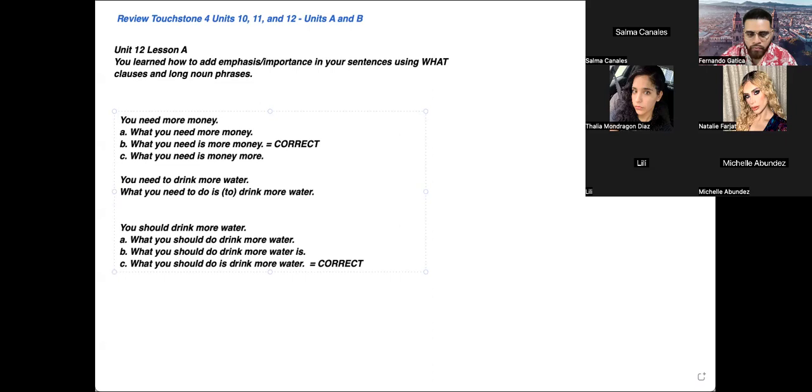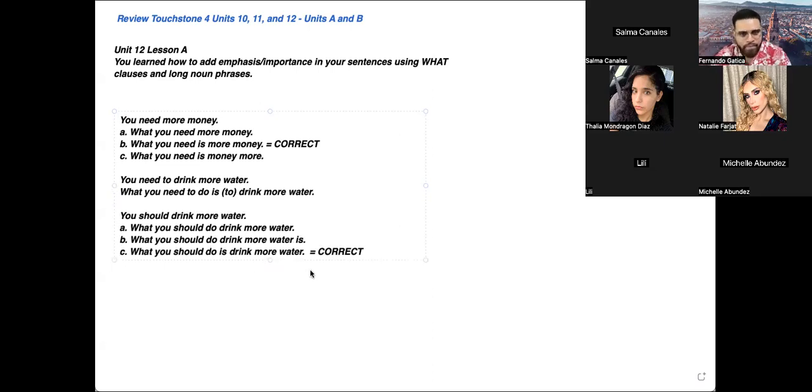But only with should we never use to. Ya me equivoqué. Con should, no se puede usar to. Con cualquier verbo con el que normalmente no va to. Con todos los modales, como will, could, should, may, might. Esos no llevan to. Tampoco en esas oraciones. Okay.